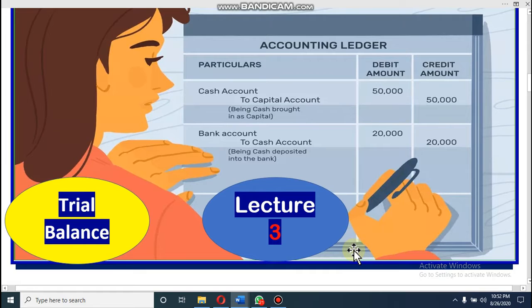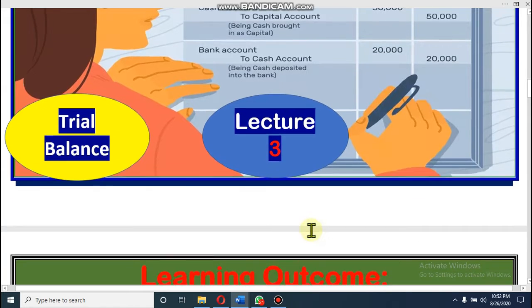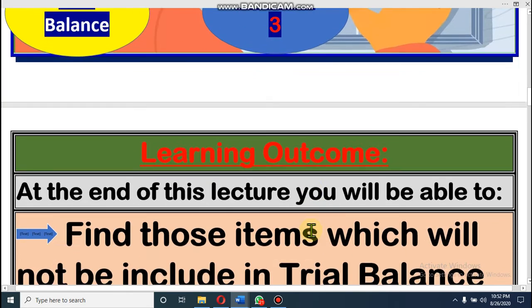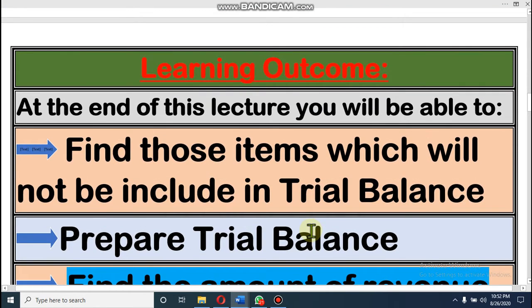And all of you know that this is trial balance, and this is the third lecture of trial balance. Dear student, in the previous two lectures I have discussed what is trial balance, what is the objective of trial balance, how we can prepare a trial balance, which items can be detected by trial balance, which errors cannot be detected by trial balance, what is suspense account, lots of things we have discussed.